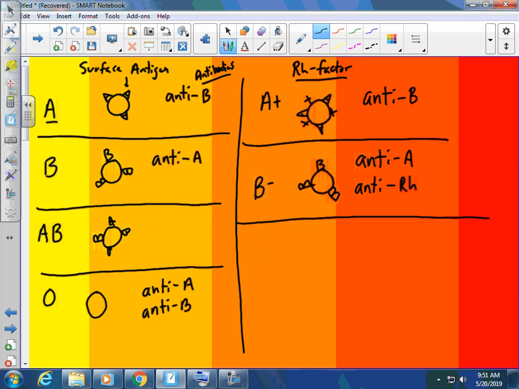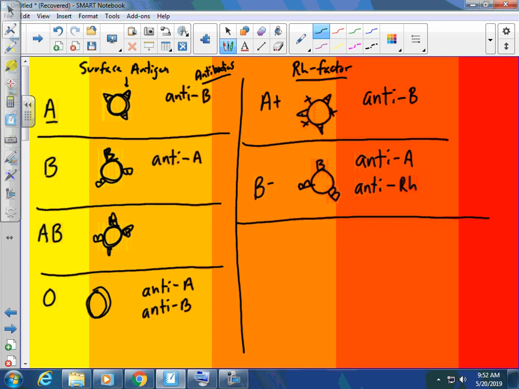Here's how it works. You have surface antigens, and then you have antibodies that protect you from the foreign invaders, things that aren't supposed to be there. If you're an A blood type, what I did was I just kind of drew a circle like a cell and put A like the surface antigen. B has B on the surface, and AB has A and B. O has neither. All right?